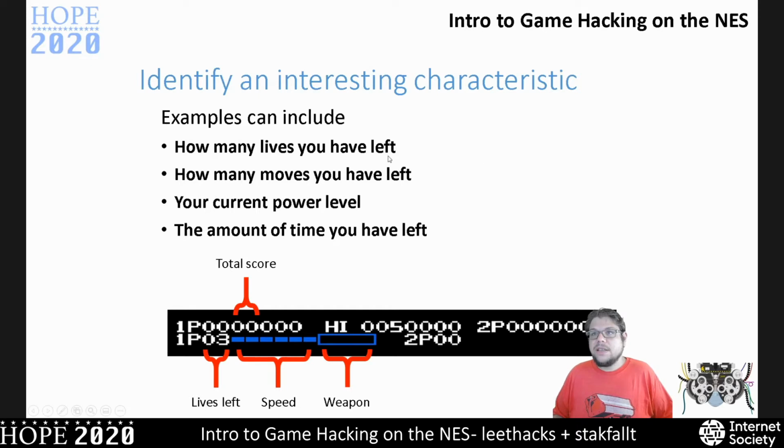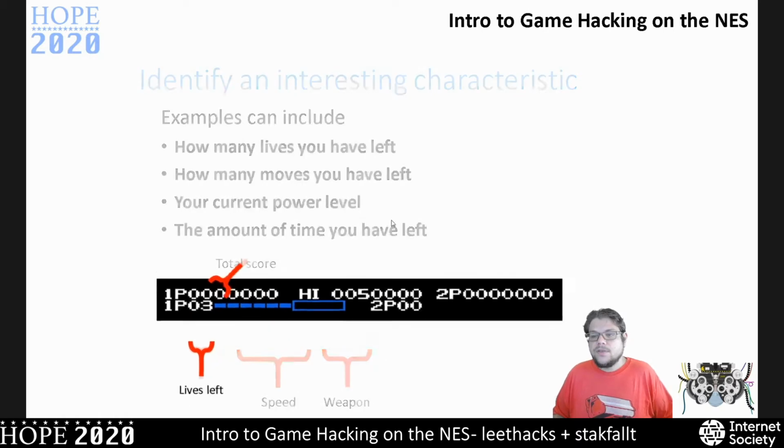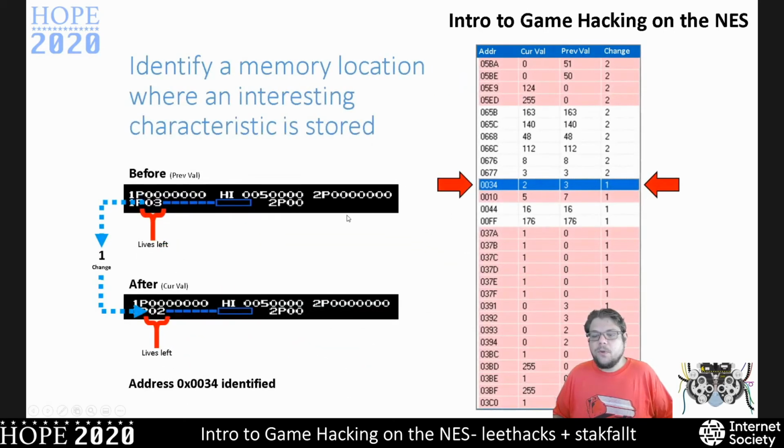So we're just looking here at the status bar in a game, and you can see these different attributes are represented here. The total score, how many lives you have left, your speed, and your weapon, right? So let's say, for example, we wanted to hack how many lives we have left so that we essentially have infinite lives. So this is in the BizHawk emulator, and I'm just using the memory search feature in that emulator, right? So we identify a memory location where an interesting characteristic is stored.